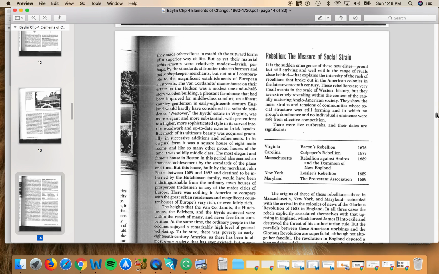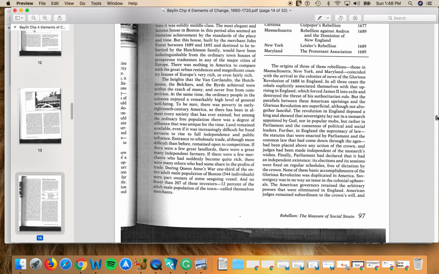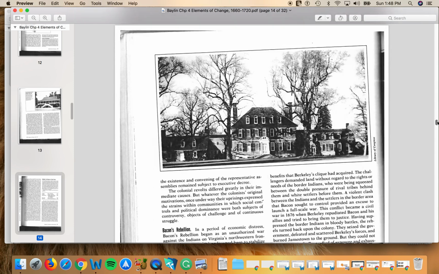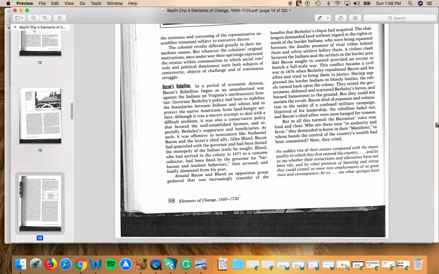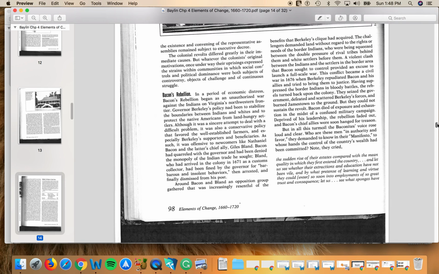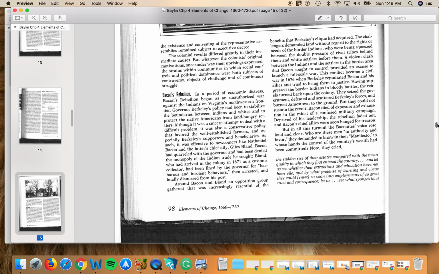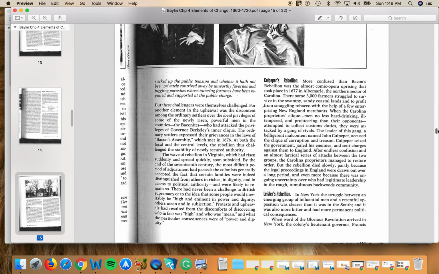So there's lots of rebellions, and you're going to want to just be able to understand Nathaniel Bacon and what he wanted and why things were starting to become problematic. And you'll see that on page 98, where they really talk about Bacon's Rebellion. So you should understand who Nathaniel Bacon was, what he wanted, and what the overall outcomes were, right?